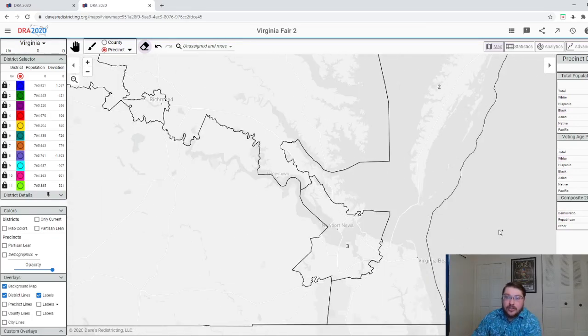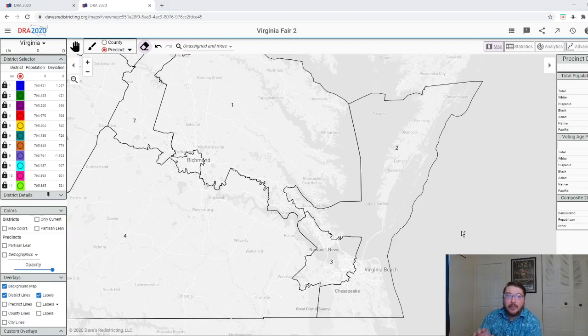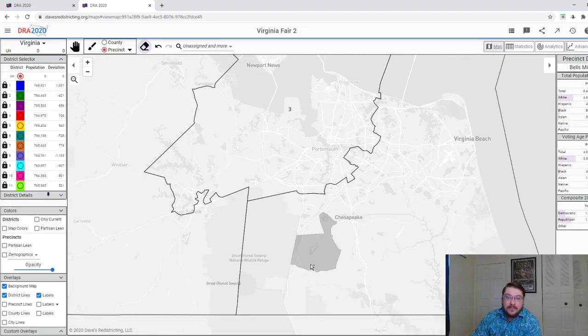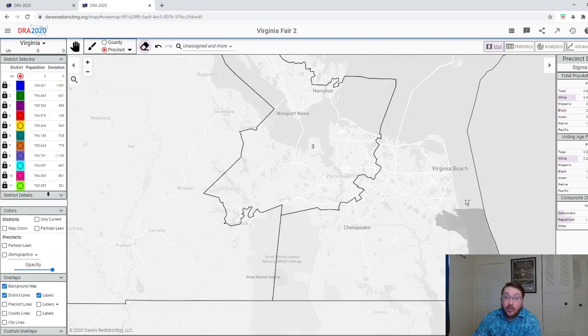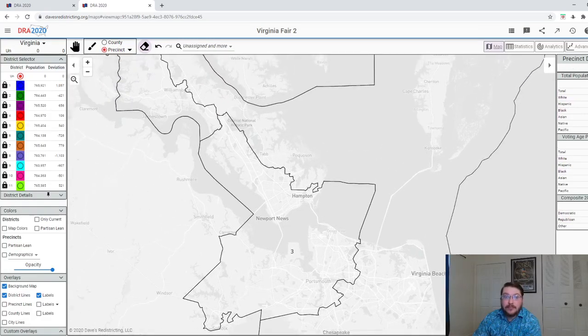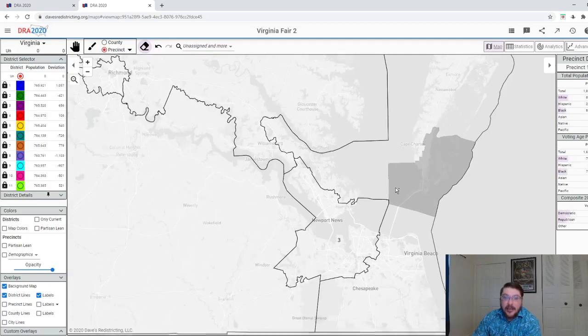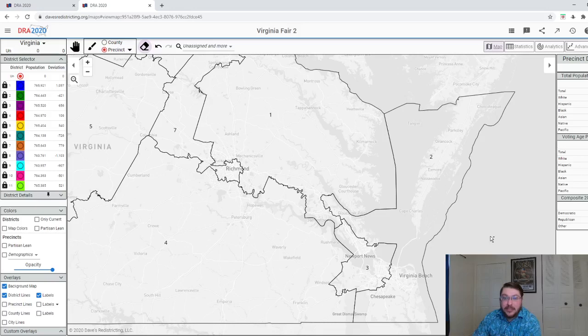So the Eastern Shore is relatively evenly split. It would be competitive if it was its own district, but it would lean towards the Democrats. Throw in Virginia Beach and Chesapeake, as well as part of the Great Dismal Swamp, and this little part of Tidewater, Virginia, and you actually have a recipe for a really competitive district. Ten years ago, this district would have been extremely favorable to the Republicans.